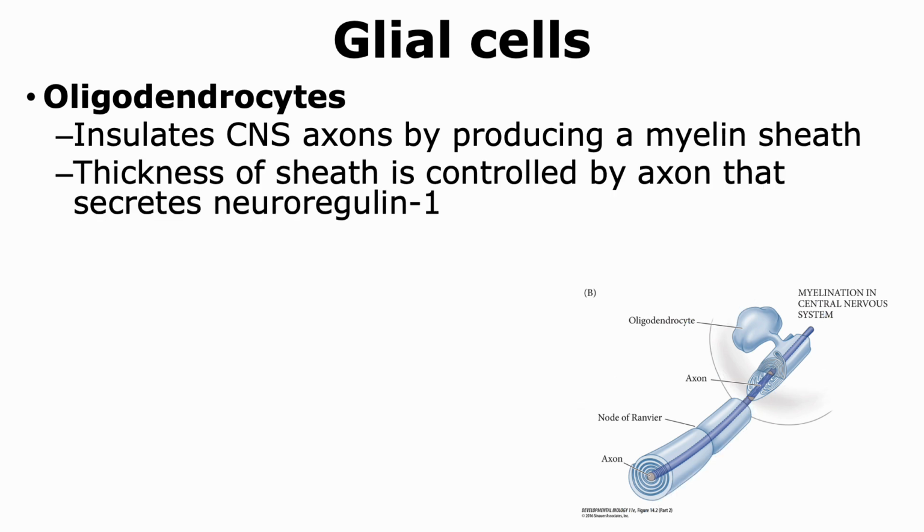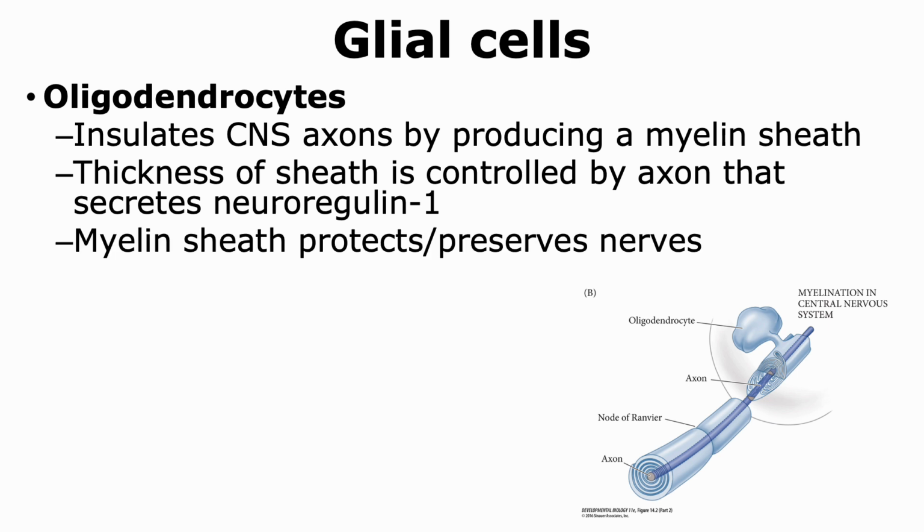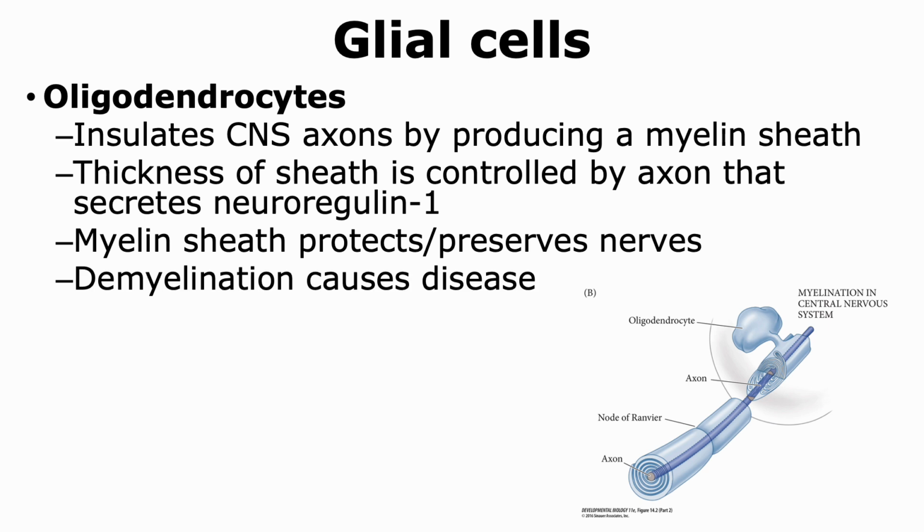Now, interestingly, the thickness of the myelin sheath that is covering the axon is controlled by the axon and not by the oligodendrocyte. So the axon directs the oligodendrocyte on how thick the myelin sheath should be. The myelin sheath is a really important part of the neuron because it protects and preserves the nerves. In instances where demyelination occurs, it is usually accompanied with a disease.